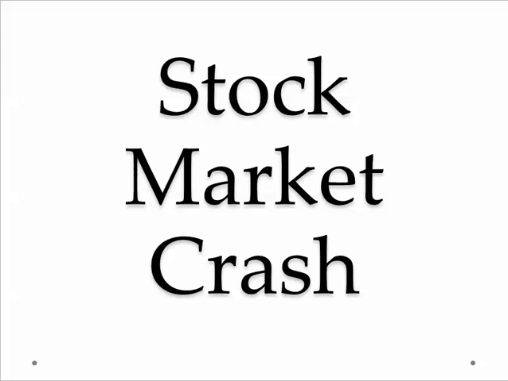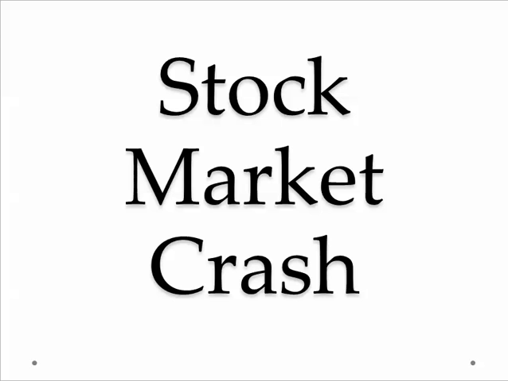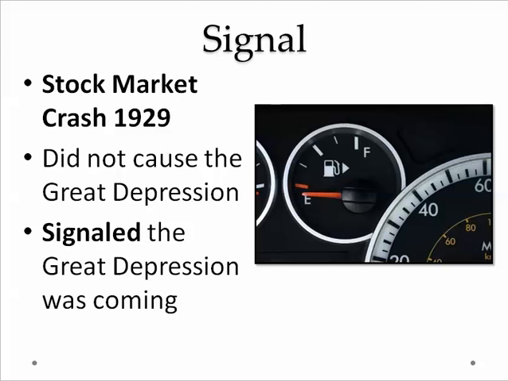So let's look at it. Let's read closely our standard here. The causes including overproduction, underconsumption, and stock market speculation. Those three are the causes that led to the stock market crash of 1929. What I'm trying to get you to understand here is that the stock market crash is not a cause of the Great Depression. It is merely a signal. It was a signal that the Great Depression was coming, that decade or more, 12 years is going to come, and we're going to have to deal with a bad economy.